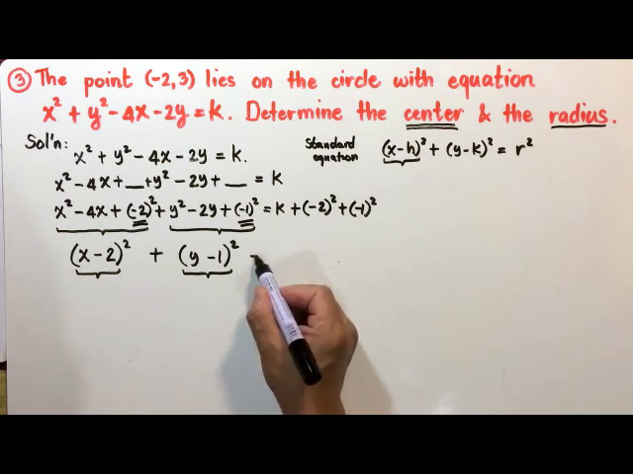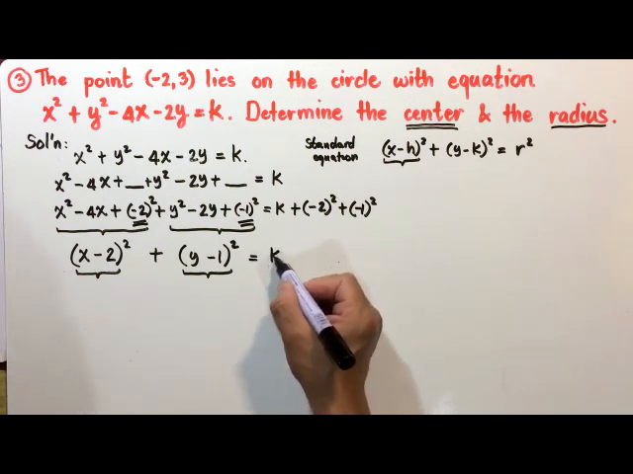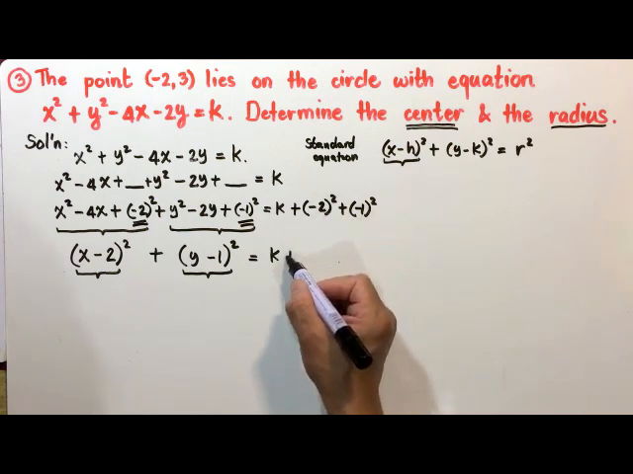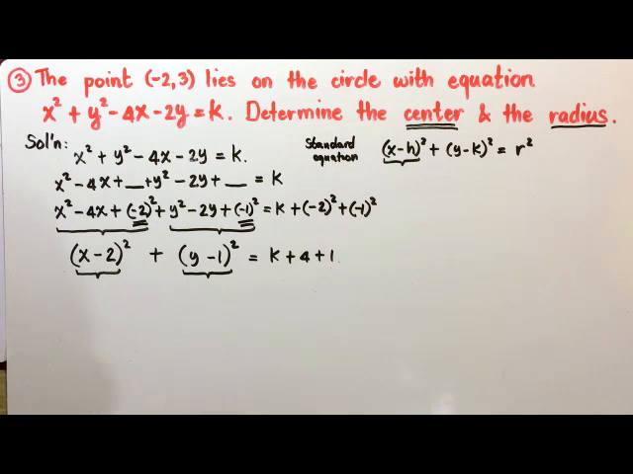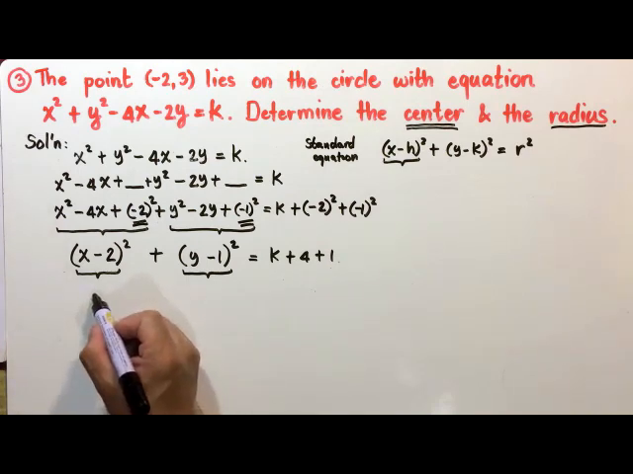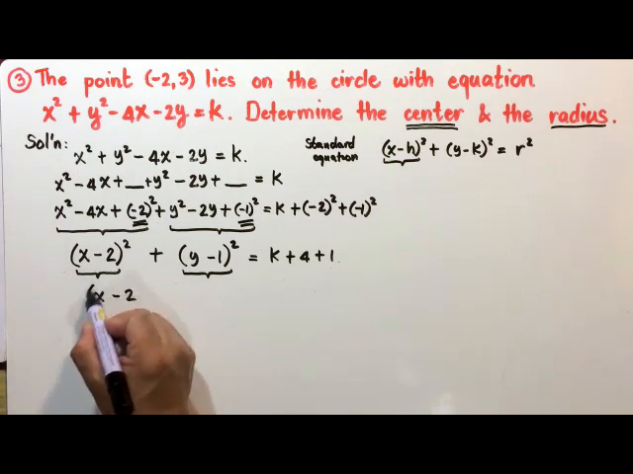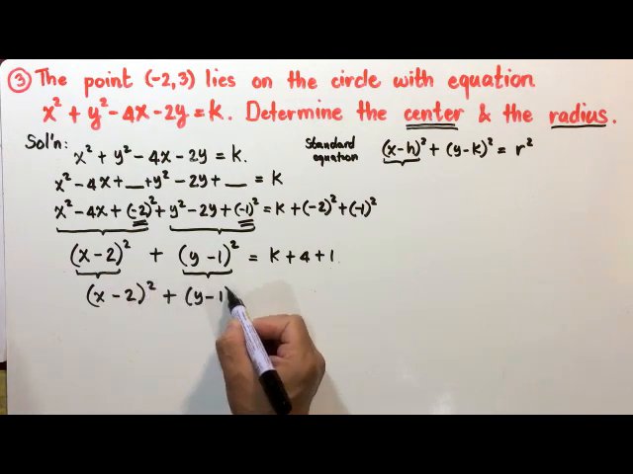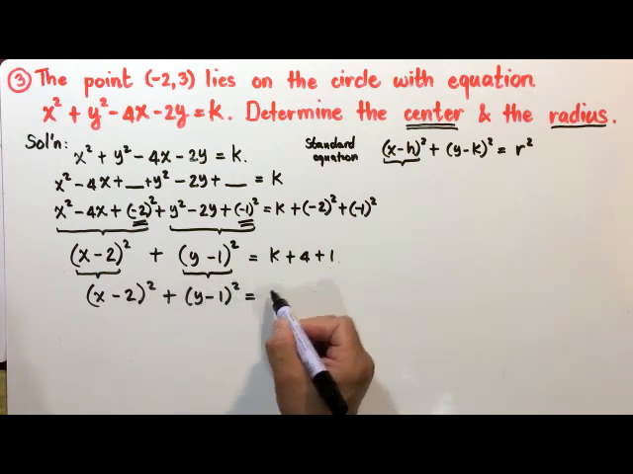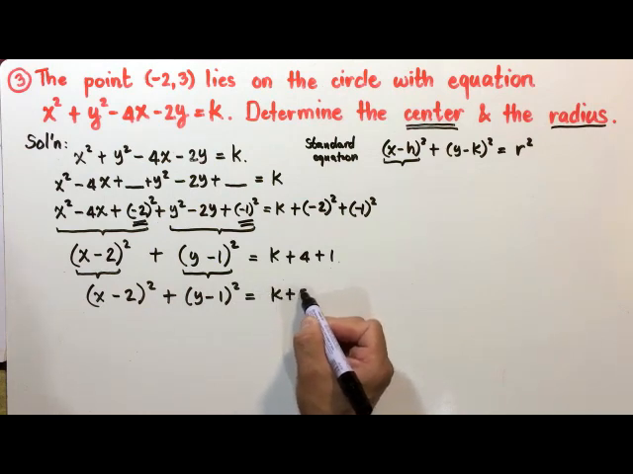So at the right, I realize that the square of negative 2 is 4, and the square of negative 1 is 1, there. So this is x minus 2 quantity squared plus y minus 1 quantity squared, which is equal to k plus 5, there.